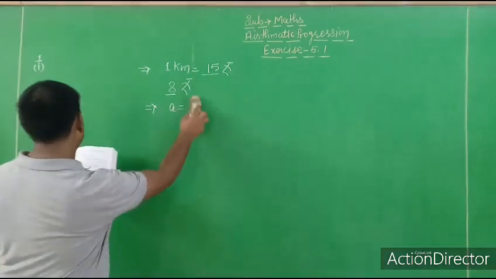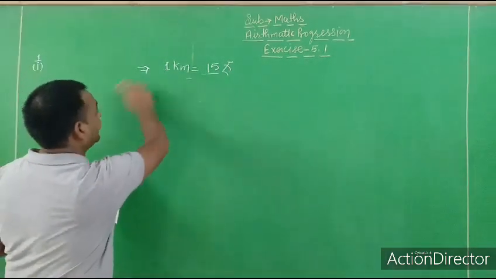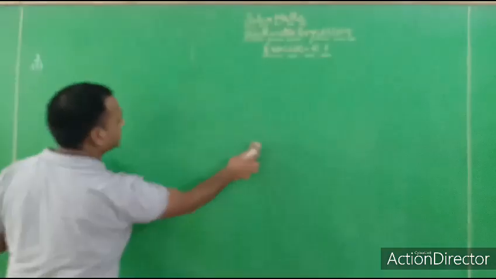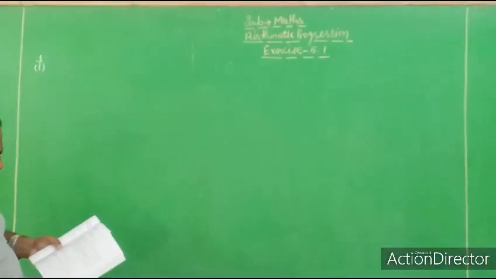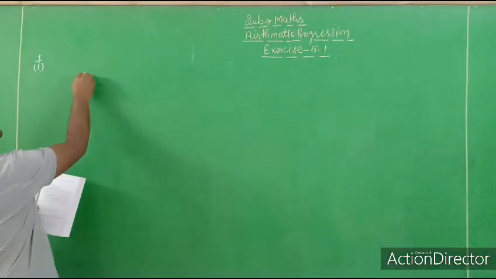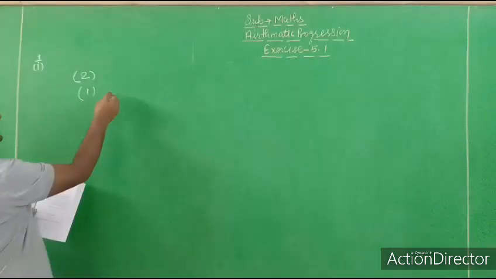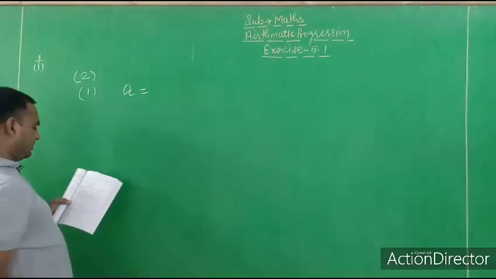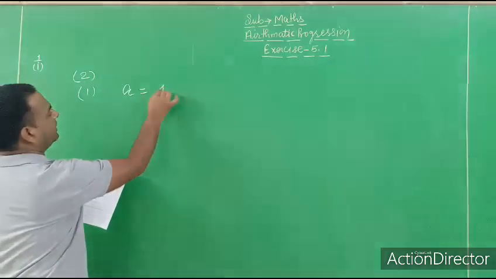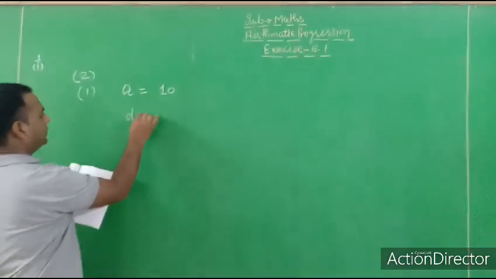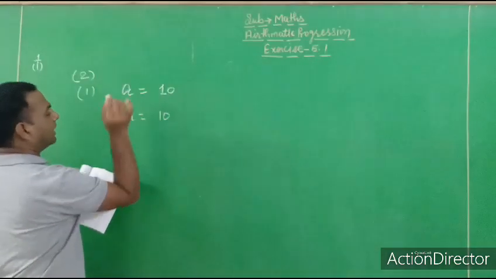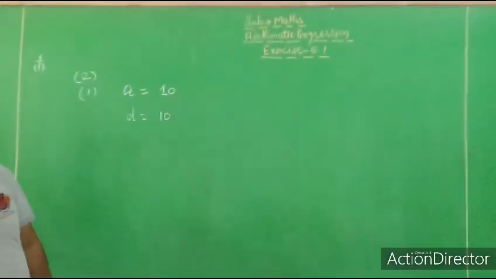Write the first four terms of the AP when the first term a and d are given. Then you find the first four terms. Here, in question number two, part one, the first term a is given, a is equal to 10 and d is equal to 10. Then you find the first four terms.